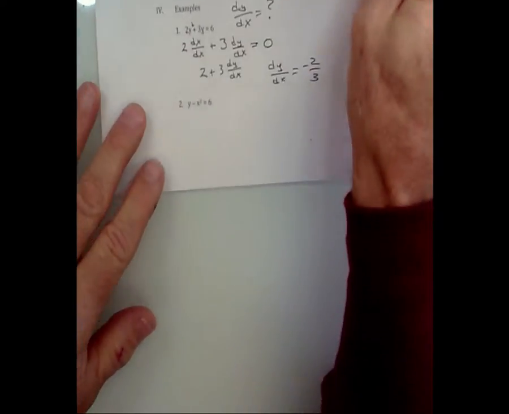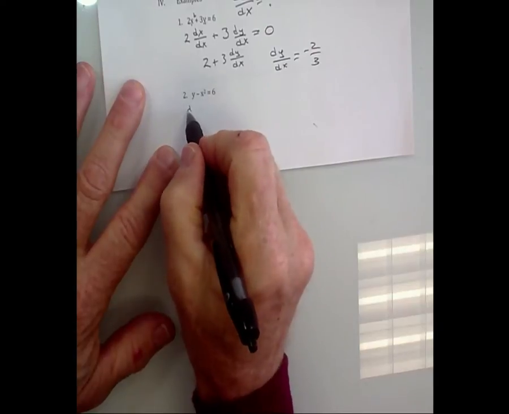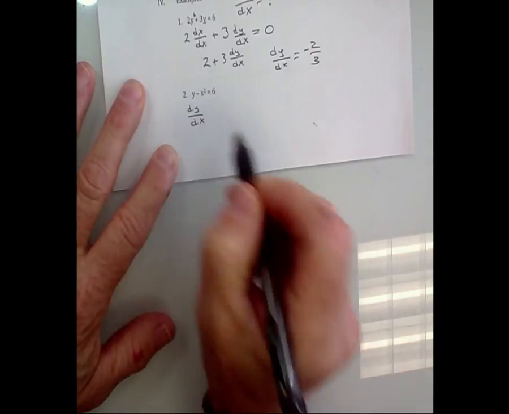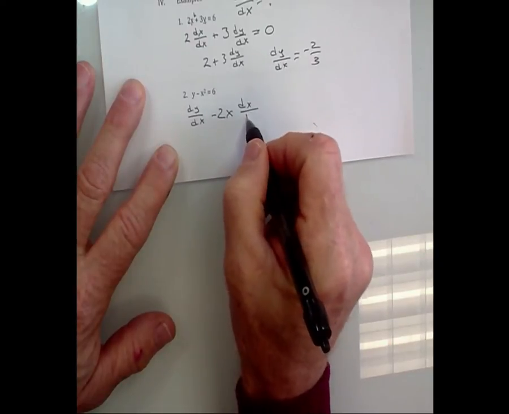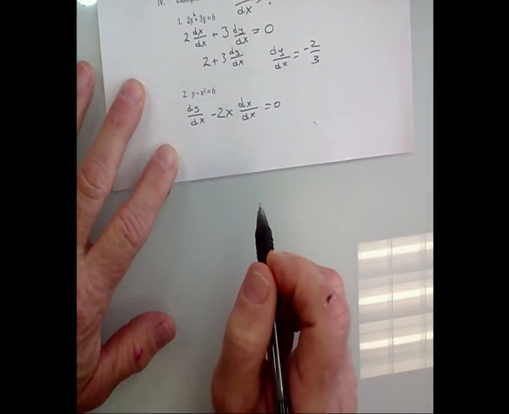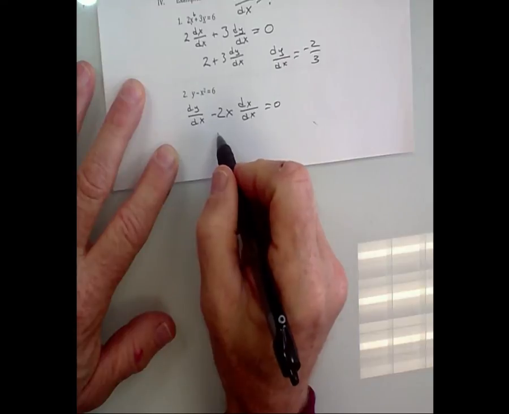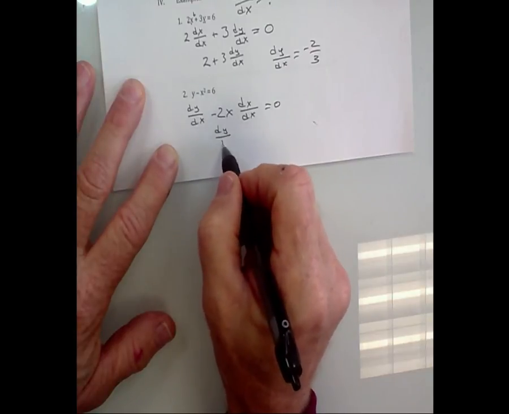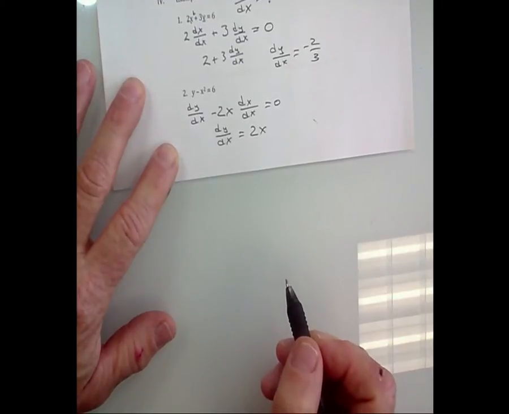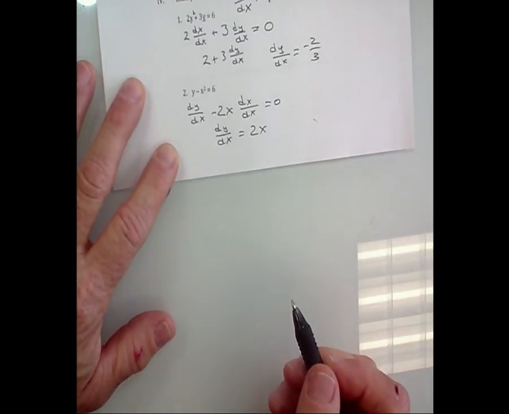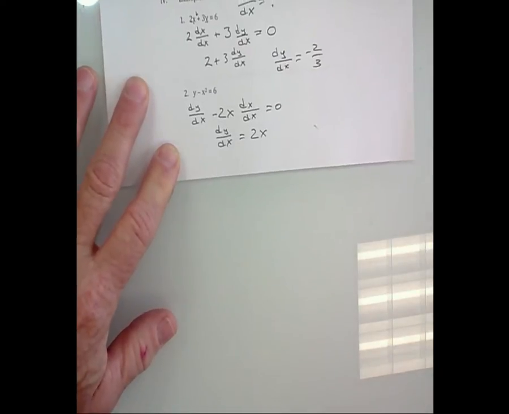If I look at this one, this is going to become dy dx minus 2x. I'll write dx over dx here is equal to 0. So I'm going to have dy dx is equal to 2x. Where it's really helpful is on the back side.